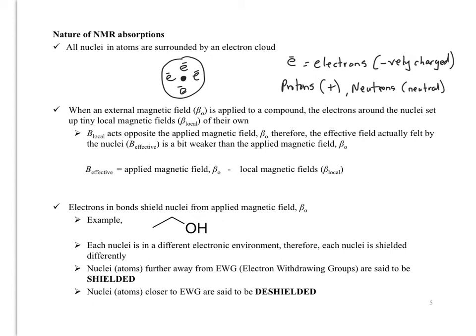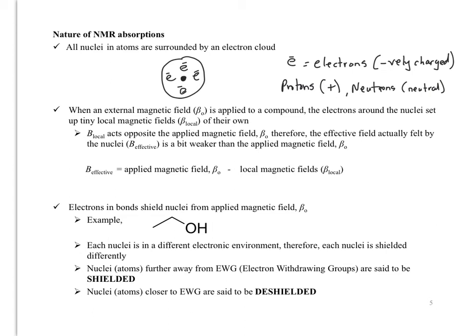So nuclei that are further away from the electron withdrawing groups are said to be shielded, whereas those nuclei that are closer to the electron withdrawing group are going to be de-shielded. So you can think of shielded and de-shielded like this. Remember, in any atom you have electrons which are protecting or covering the nuclei.